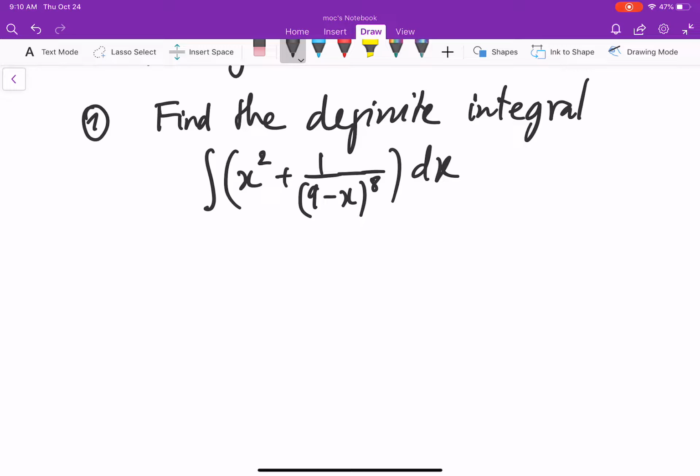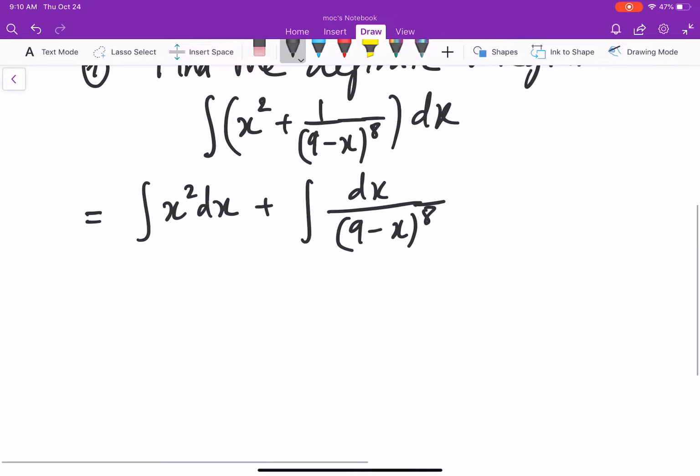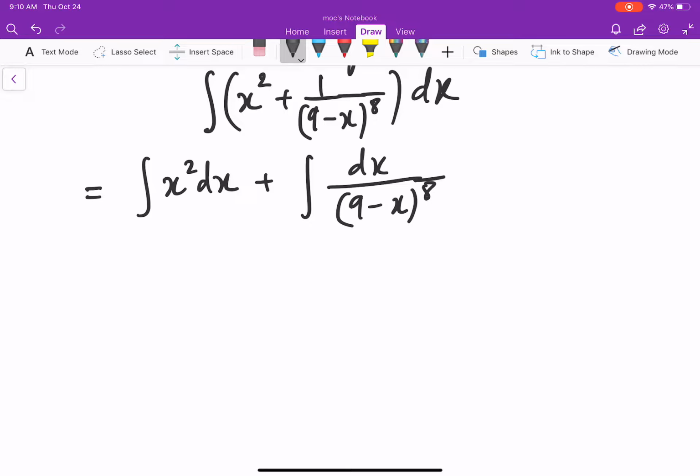So first I split this integral into two integrals: the integral of x squared dx, plus the integral of dx over 9 minus x to the 8. How to deal with 1 over 9 minus x to the 8? I will convert that to 9 minus x to the negative 8. For the first integral, that is easy. It's just x cubed over 3. This is the power rule.